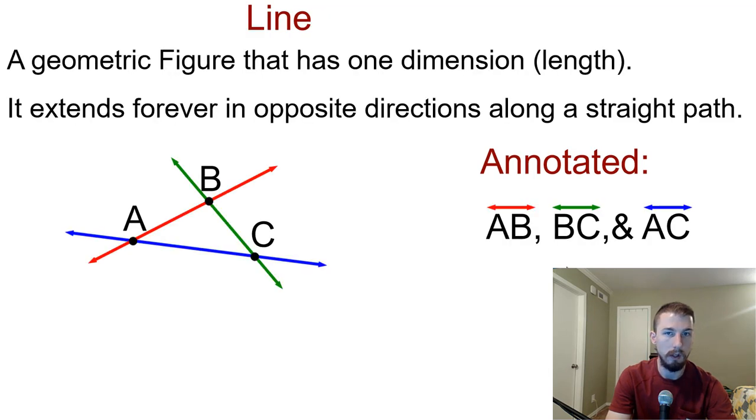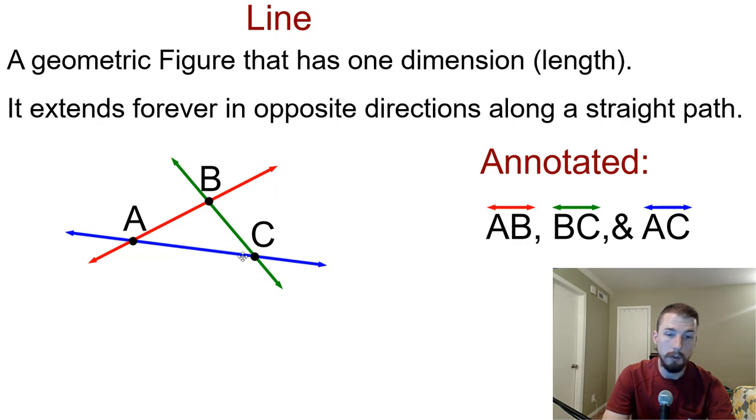The next one is a line. A line is a geometric figure that has one dimension. It has a length, and technically a line extends forever, so it's an infinite length. It extends forever in opposite directions along a straight path. Now, we talked about non-Euclidean geometry when we reject the fifth postulate. That would allow lines to curve and planes to no longer have to be flat. But we're only going to deal with Euclidean geometry for this year, maybe at least till the end of the year. Then we might do some more non-Euclidean.